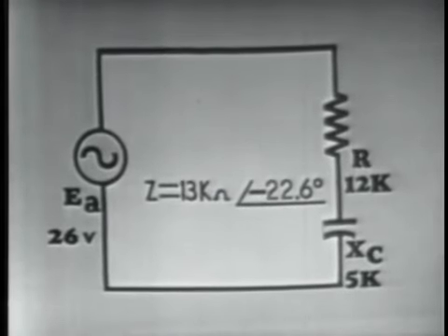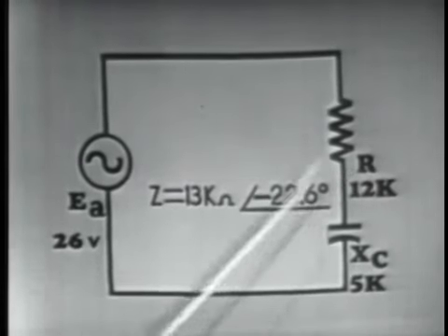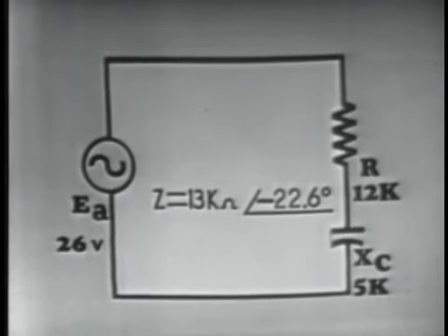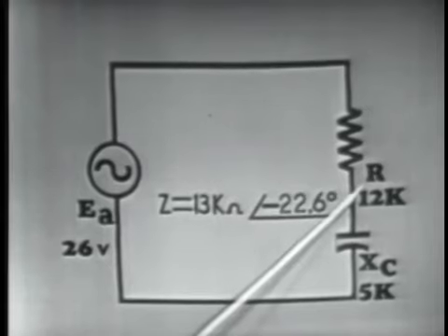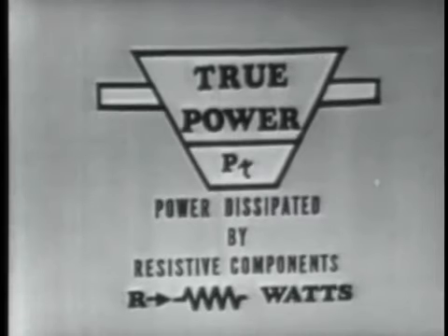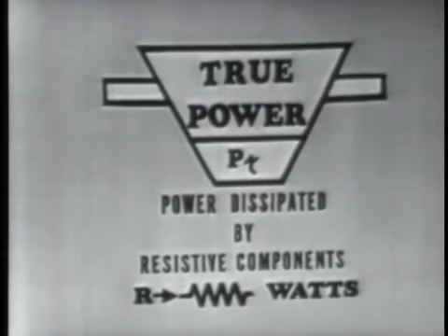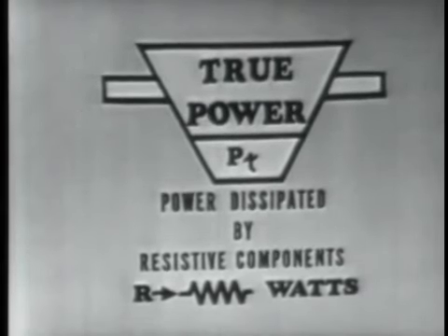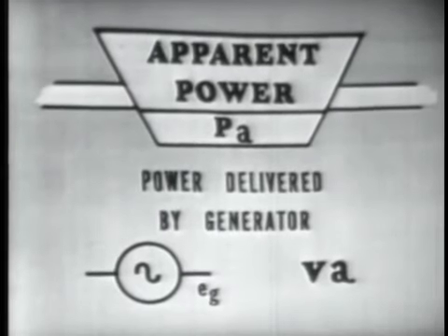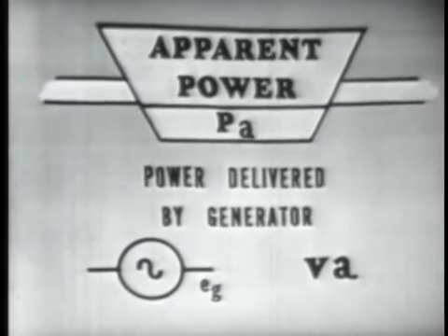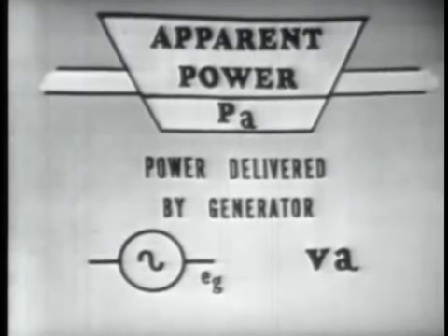Thus far we have determined the impedance, current of the circuit, and voltage drop across the individual components. But what about the power in the circuit? Well, we have two powers: the power dissipated by a resistor R and the power delivered to the circuit by the generator. This power, first of all, we call true power, or PT. As we said, this is the power dissipated by resistive components and is measured in watts. The other power, or apparent power, PA, is the power delivered by the generator to the circuit and is measured in volt amperes, or VA.